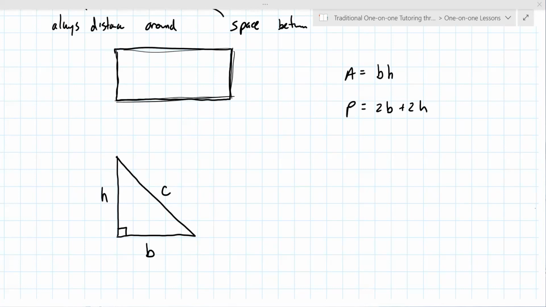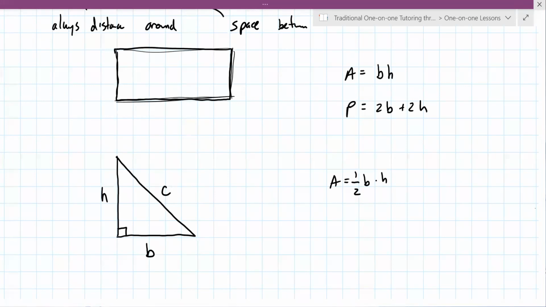The formula is height times base. Right, so area is base times height, but there's a half there. And then you divide. Base times height, then divide by 2.